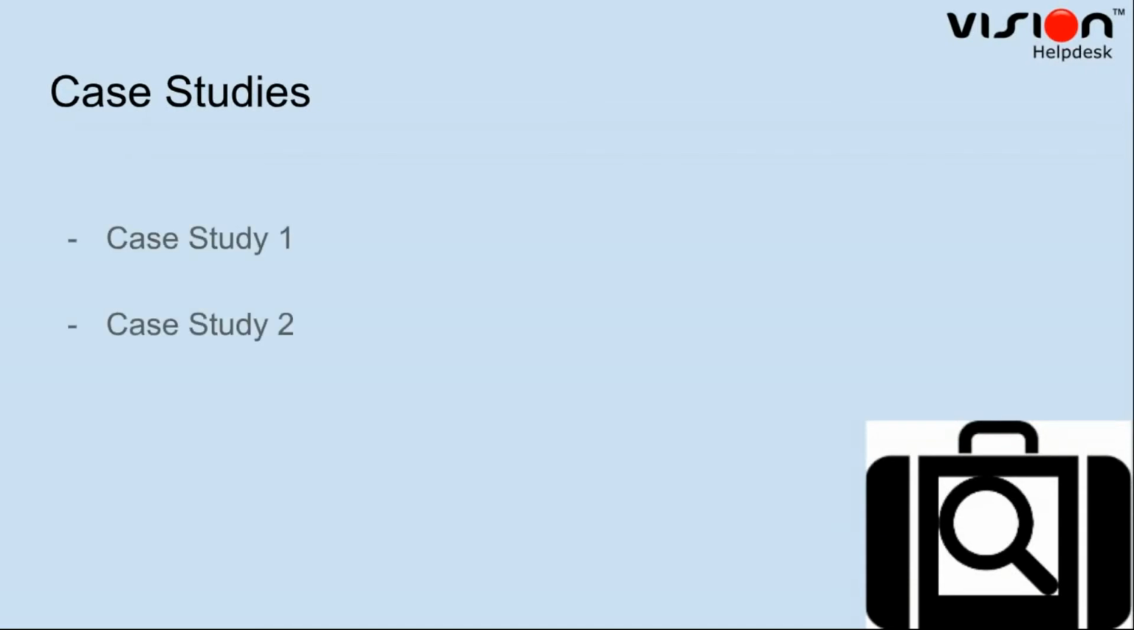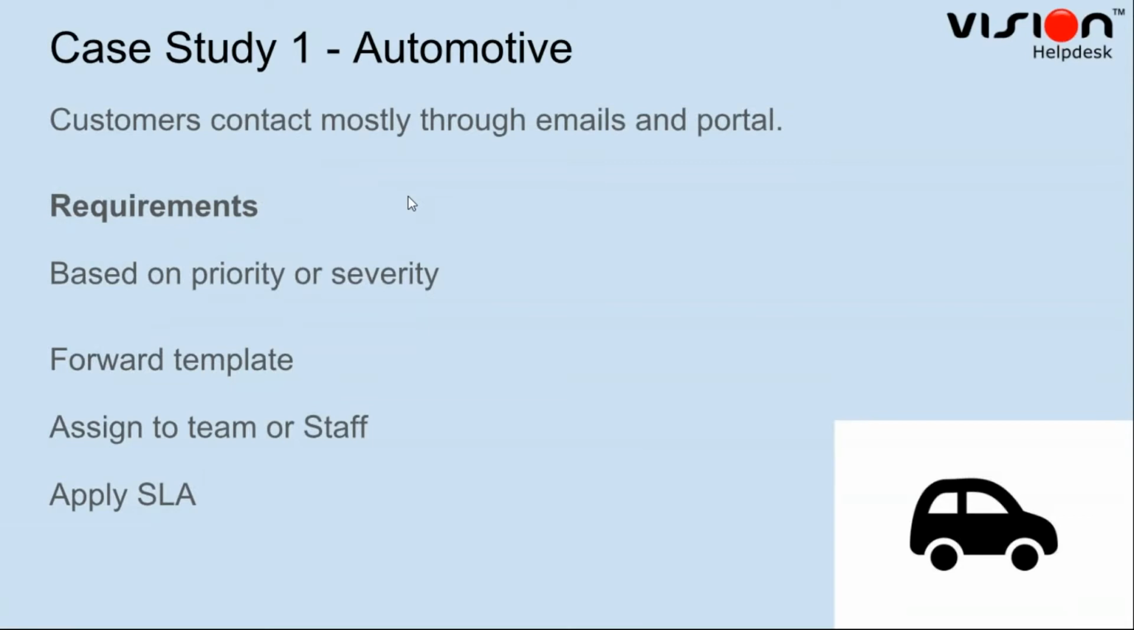Now let's see some of the case studies where you can create your workflow rules. The first case study is from the automotive industry. Here the customers contact the company through emails and portals. In the automotive industry you have queries about cars, the purchase of a vehicle, servicing issues, and different questions related to the purchase and servicing. The customers usually contact the automotive company through emails and the client portal. The requirement was that, based on the severity and the priority, certain tasks or actions had to be automated, and that can be performed by the workflow.